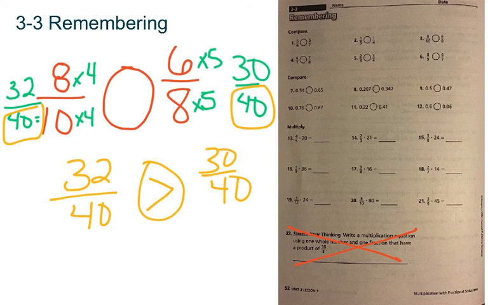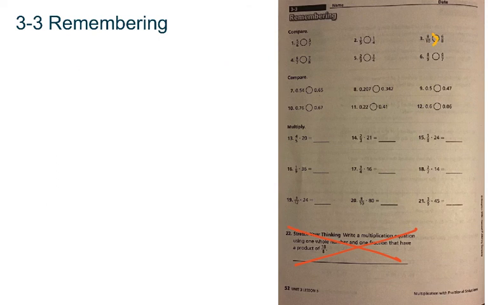Okay, and so number 3, sorry, I lost my place there. Number 3, 8/10 is greater than 6/8. Let's look at one more in this section together. Let's look at number 4 together.